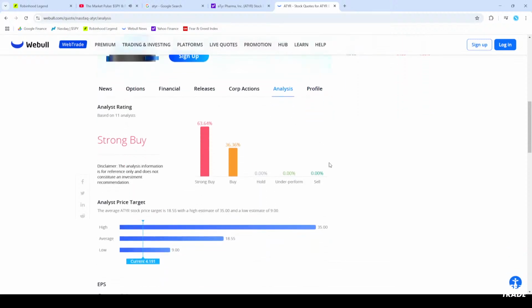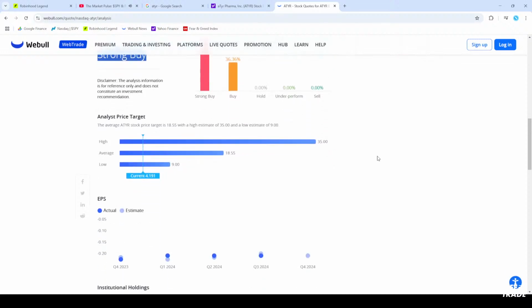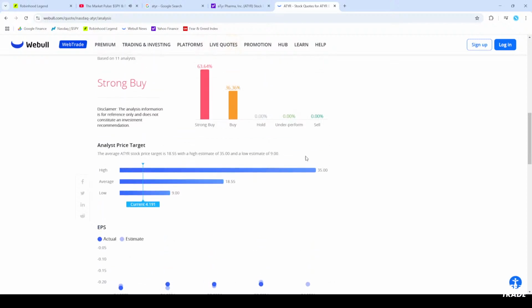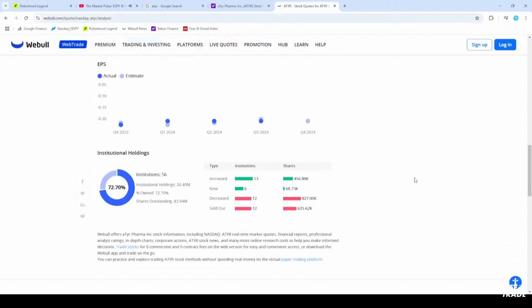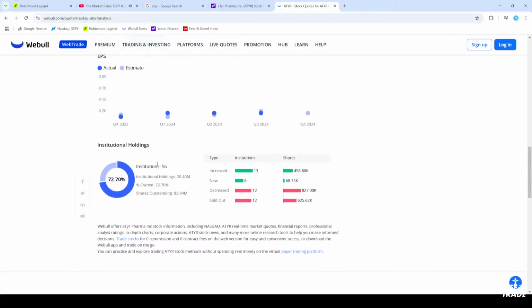We can look at the analyst ratings. Right now, a lot of them are saying it's a strong buy. Here's their average price target. They're saying it could be anywhere from $9 to $35. Right now, it's trading at a $4.19 price. Here are the institutions. There are 56 institutions who are currently buying or holding it. 12 of them have decreased positions. Here are the amounts. It looks like there's a lot of selling going on right now, probably taking profit.